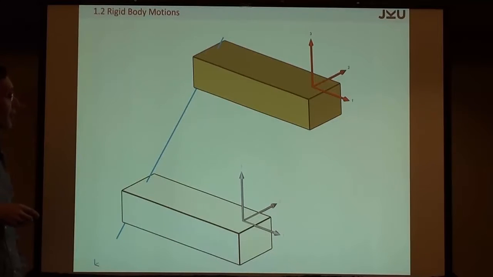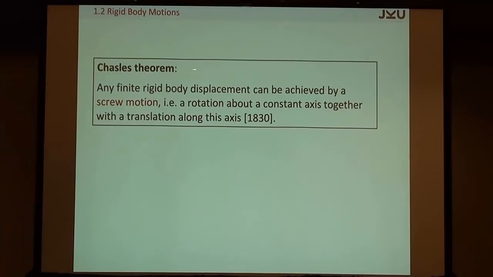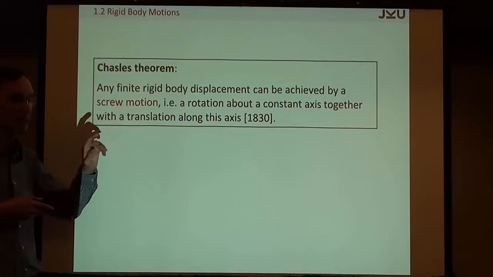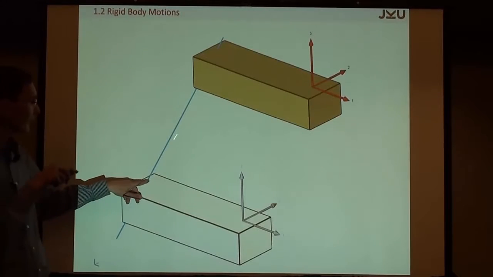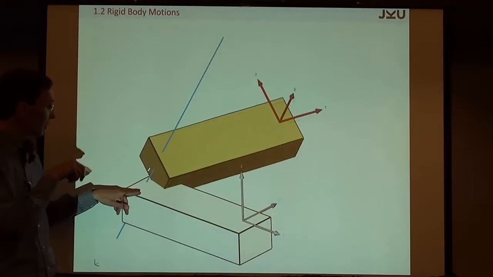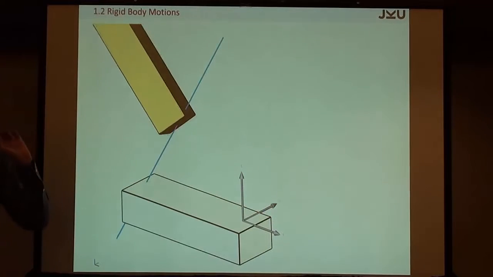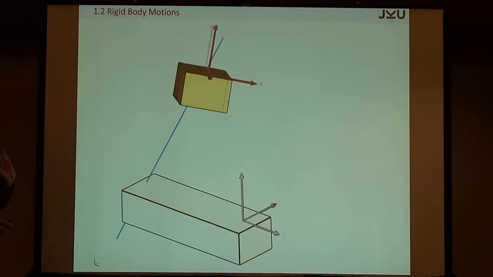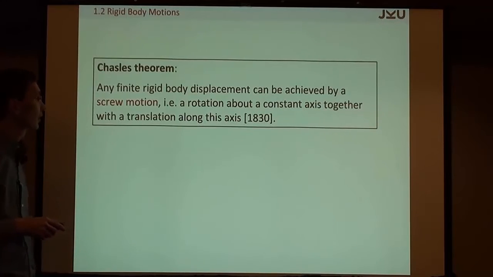And there is a nice theory. It's normally called Chasles' theorem, the counterpart, or say the extension, of Euler's theorem. Because it says that any finite object displacement can be achieved by screw motion, by a constant screw axis. So a screw motion is just that the body is rotating about that axis, and at the same time it's sliding along the axis. And that's normally called Chasles' theorem.